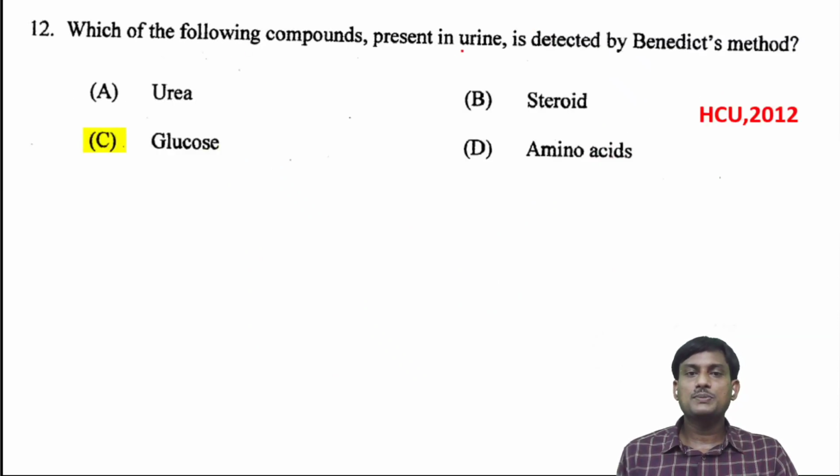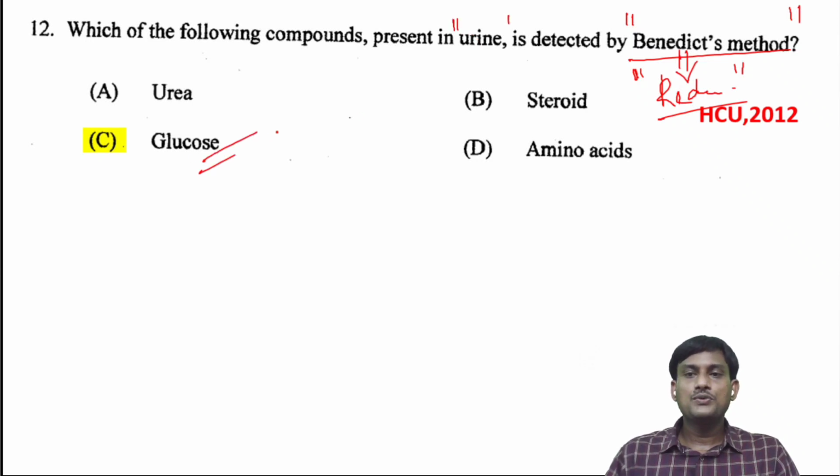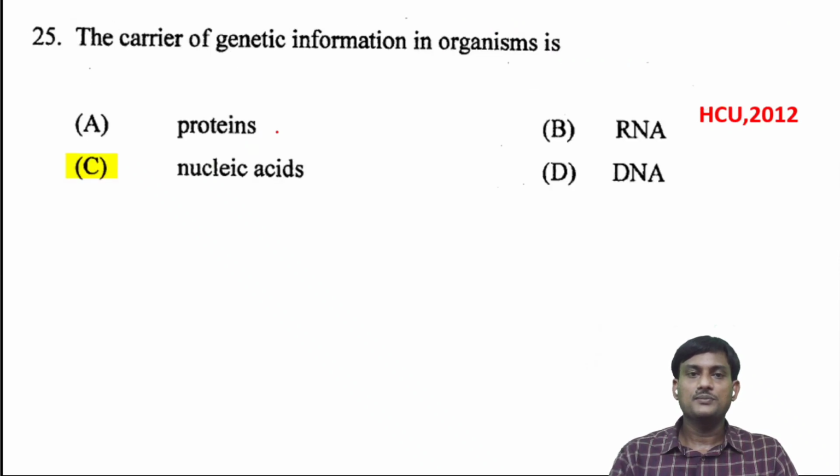Which of the following compounds present in urine is detected by Benedict's method? Benedict's method is used for finding reducing sugars. This is a test used for the identification of reducing sugars. So in urine we can find glucose. Glucose is a reducing sugar. We can detect glucose by using Benedict's method.